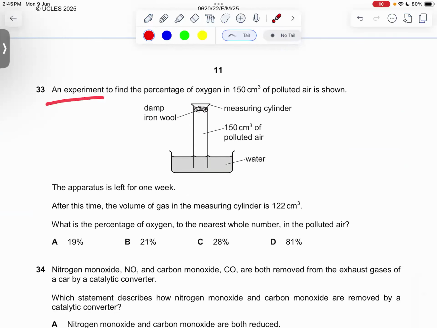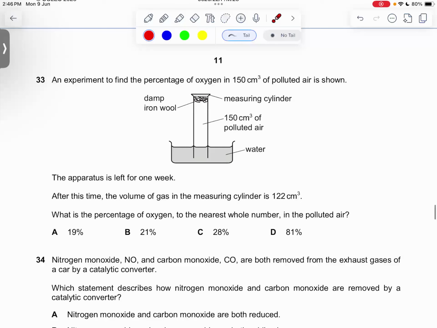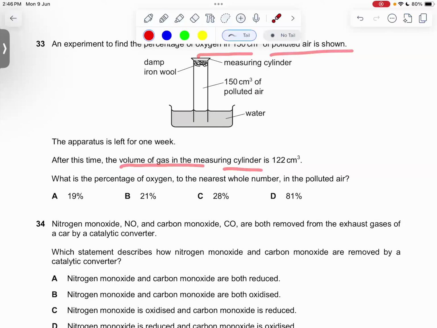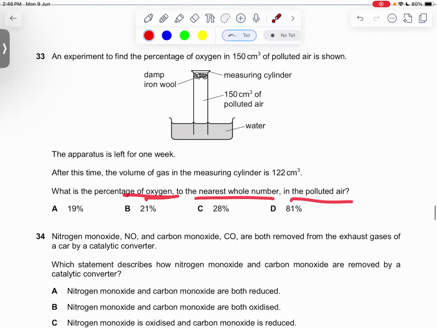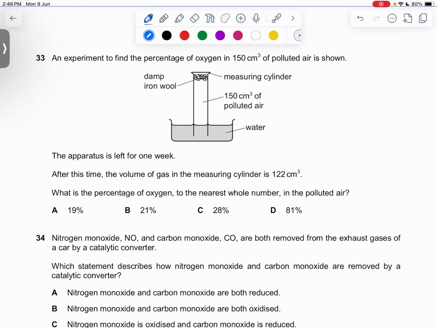All right, next, an experiment to find the percentage of oxygen in 150 centimeter cube of polluted air is shown. Damp iron wool, measuring cylinder, 150 centimeter cube of polluted air. The apparatus is left for 1 week. After this time, the volume of gas measured is 122 centimeter cube. What is the percentage of oxygen, to the nearest whole number, in the polluted air?